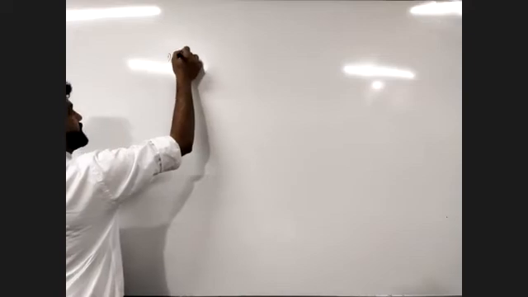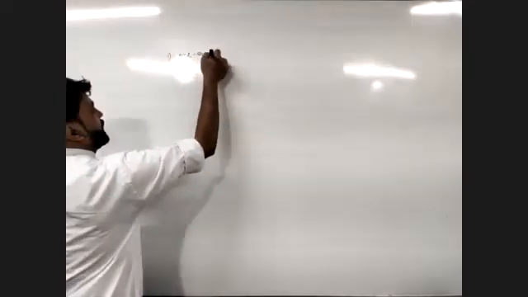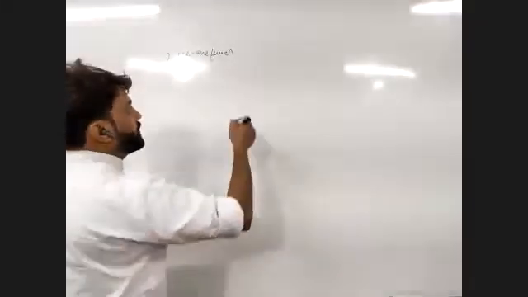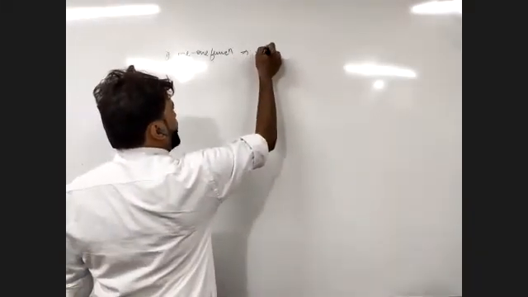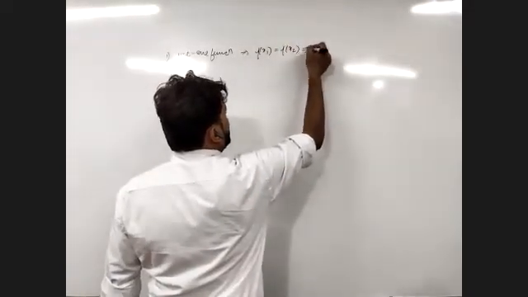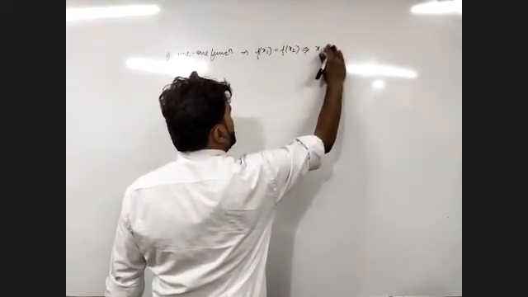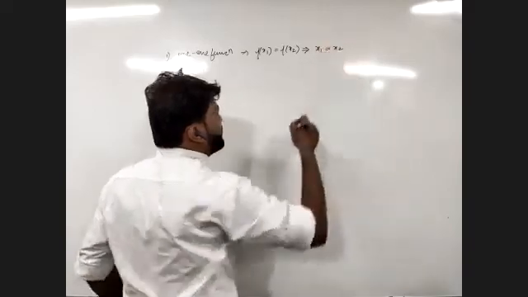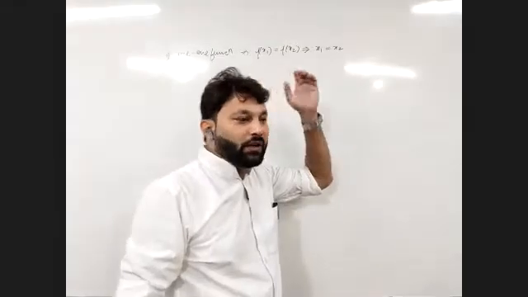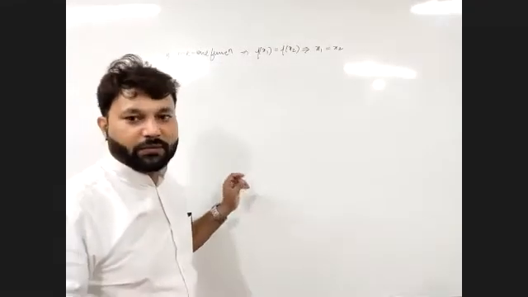Now look. Basically, we got just two types of functions. First of all, 1, 1 function. The mathematical condition for 1, 1 function is f(x1) equal to f(x2) implies that x1 equal to x2. That is, if their images are equal, their pre-images should also be equal. Then only the function will be 1, 1.